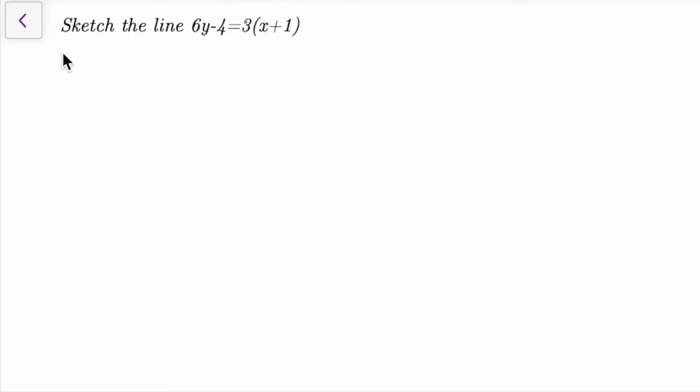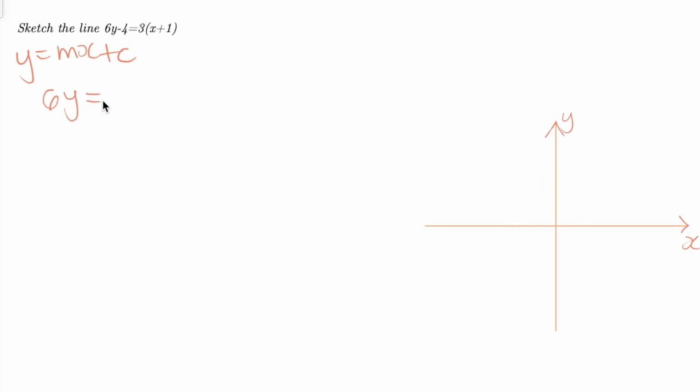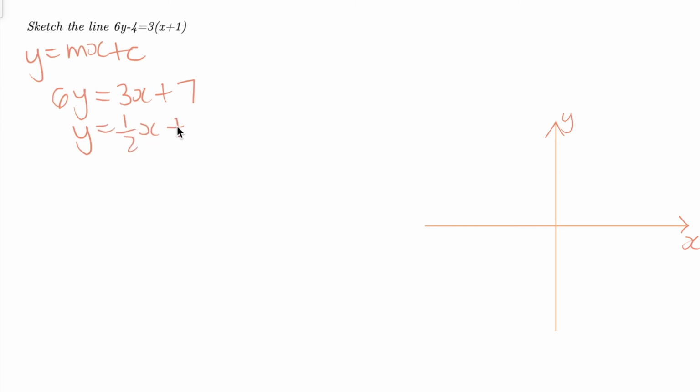The final question is asking us to draw a line. Now it says sketch the line 6y minus 4 equals 3x plus 1. The first thing I'd say to you if you're asked to draw a sketch is to make sure that your axes are labelled y and x. So rearranging, we have 6y equals 3x plus 7. y equals a half x plus 7 over 6. So let's mark 7 over 6 on our axes, because that is where it's going to be crossing the y-axis. That's our y-intercept, our c value.